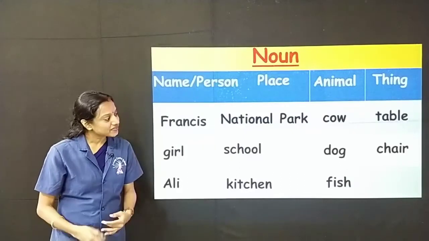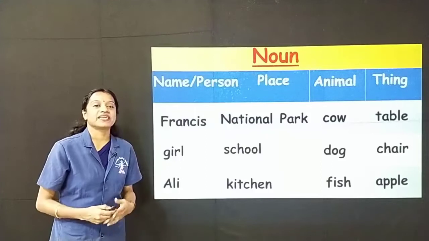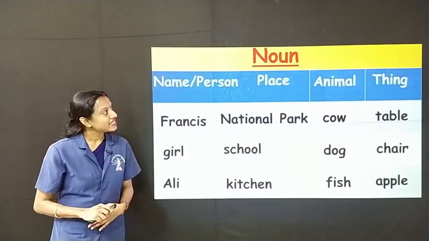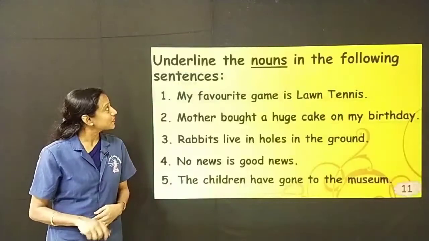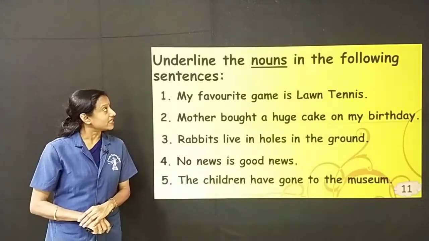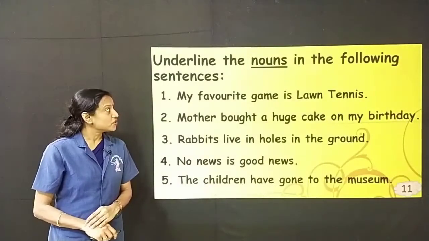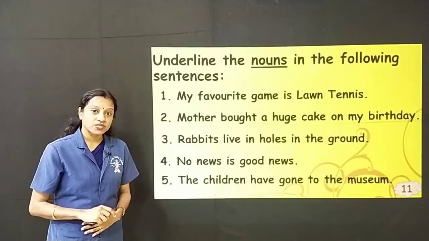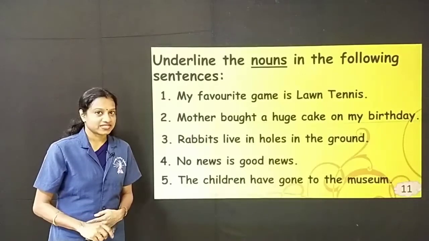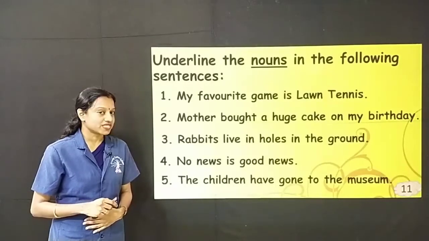Chair and apple, they are all things here. Now let's go to the next slide. Underline the nouns in the following sentences. So children, we are going to underline the nouns in all these 5 sentences. Let's look at what are the nouns here.